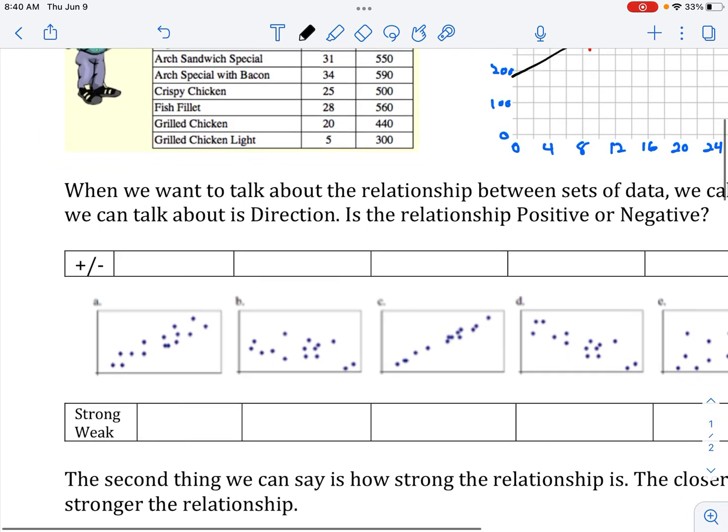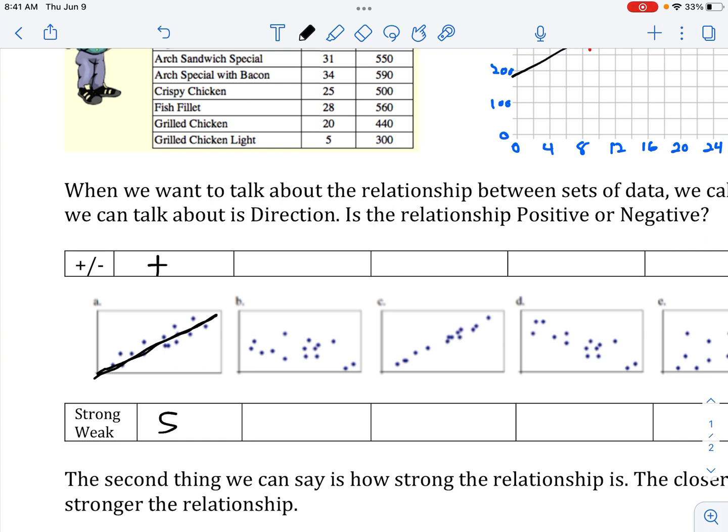So for each of these graphs, we want to give whether it's a positive or negative correlation, and then also whether it's going to be strong or weak. This first one, A, if I were to make a line that kind of goes through the middle of the data, that would be a relatively strong and positive relationship.